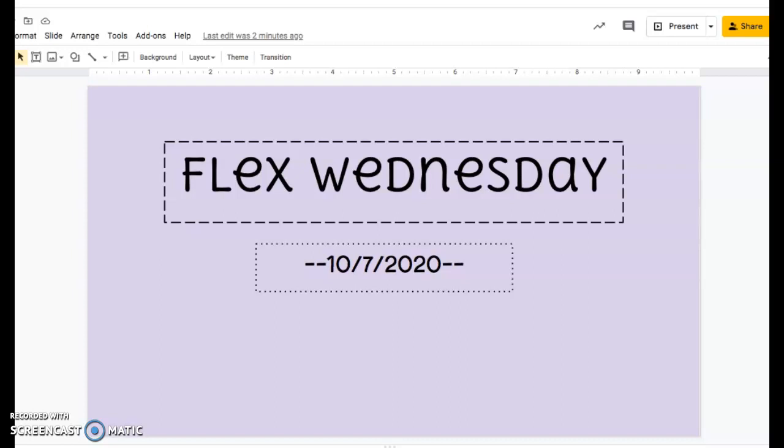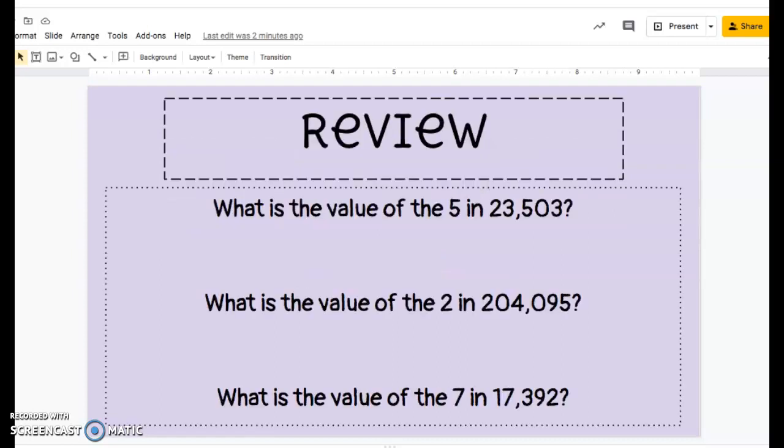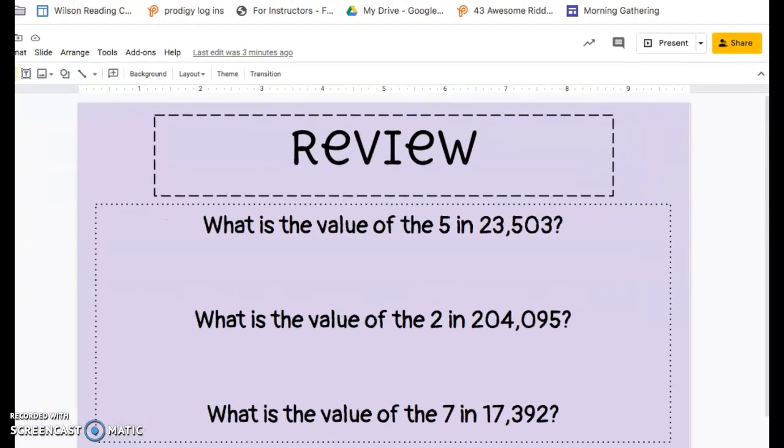To start, I want you to take a second and look at these three problems. I want you to solve on your whiteboard. What is the value of the 5 in 23,503? What is the value of the 2 in 204,095? And what is the value of the 7 in 17,392? Pause the video, and when you're ready, press play.